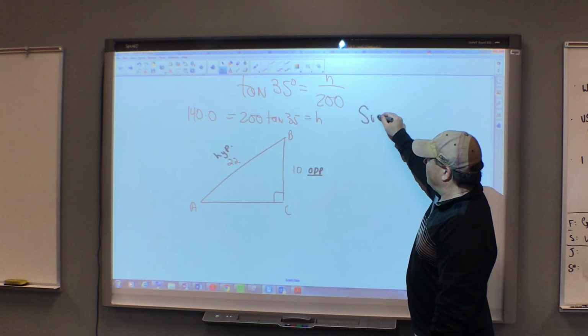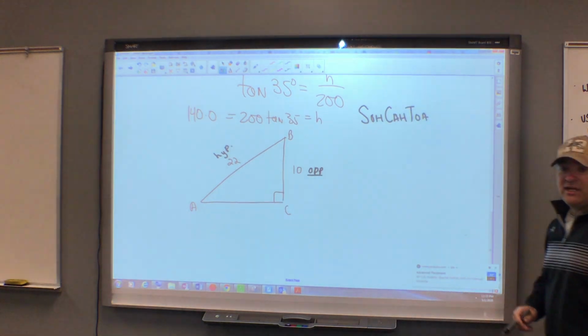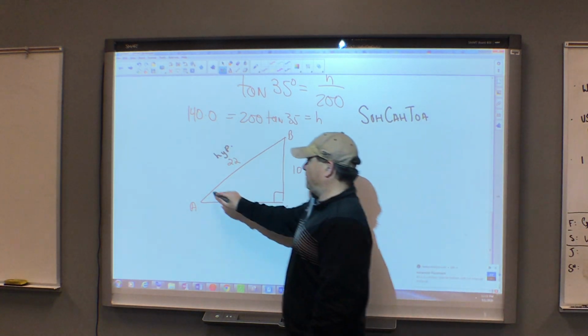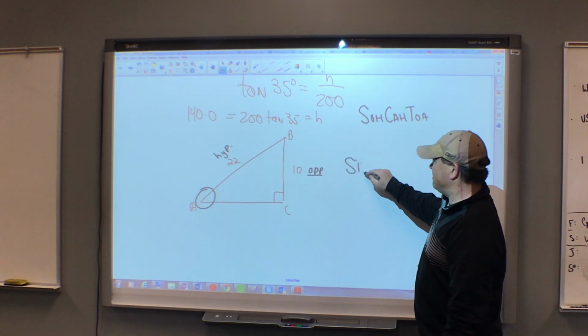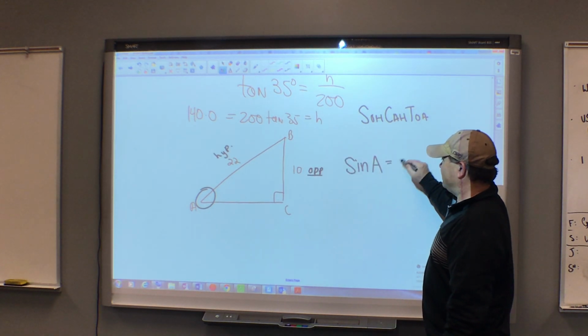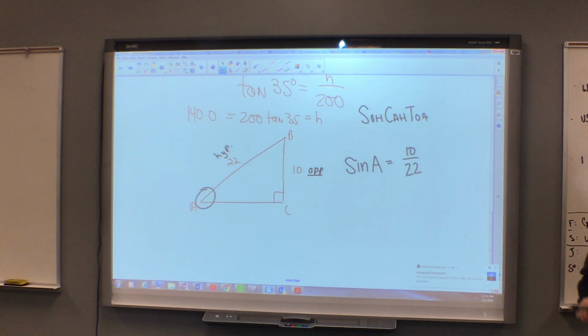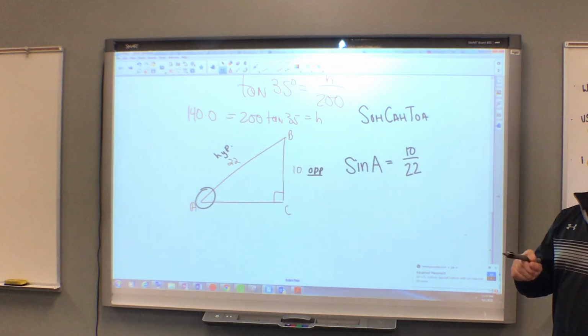So again, we reference our SOHCAHTOA setup. Which trig function? Well, opposite over hypotenuse is sine. And I'm looking for angle A. So the sine of angle A is going to equal 10 over 22. But I need to figure out angle A, and to do that we're going to do what's called an inverse operation. Basically we're going to undo the sine.